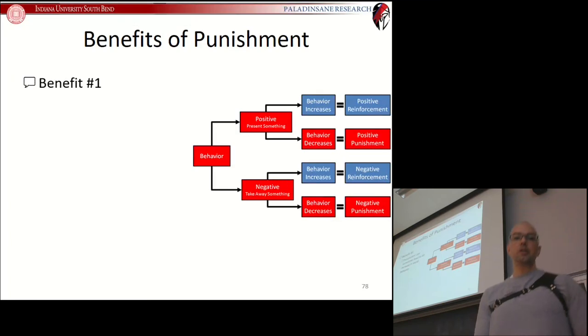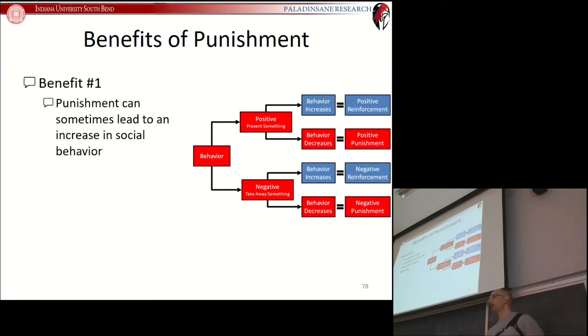Benefit number one, punishment can sometimes lead to an increase in social behavior. This is a weird, kind of counterintuitive thing to realize, but it is actually the case where punishment can sometimes increase the amount that somebody wants to interact with you. This is usually because we have built-in evolutionary behavior drives to indicate to somebody that a fight is over. So most animals in our world will fight, right?